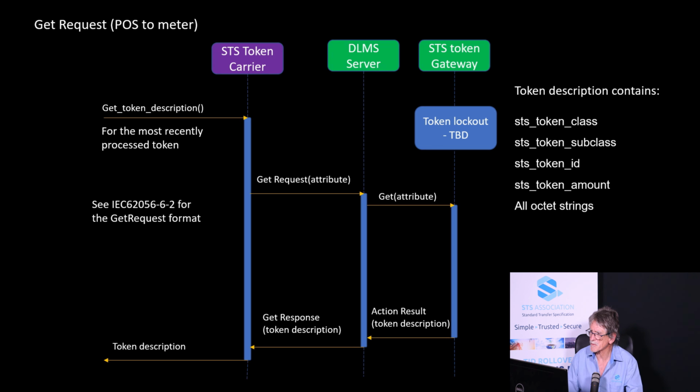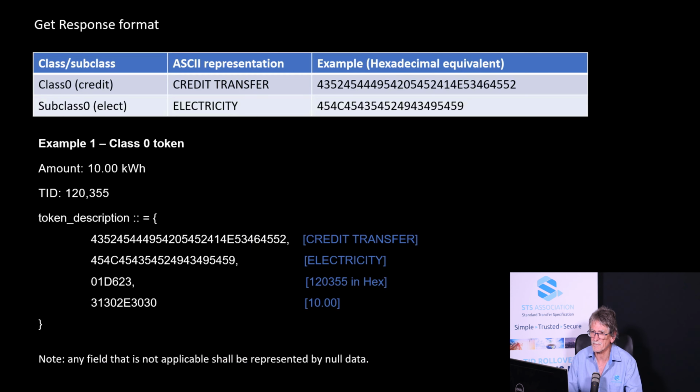The token description contains the token class, the token subclass, the token ID, the token amount, and all of them are in octet strings. We did cover this briefly in the previous video. The GET response format, if you have a look at it, you've got, for example, class and subclass, class 0 being credit, subclass 0 being electricity. The ASCII representation could be credit transfer for that token, and it could be electricity for the subclass.